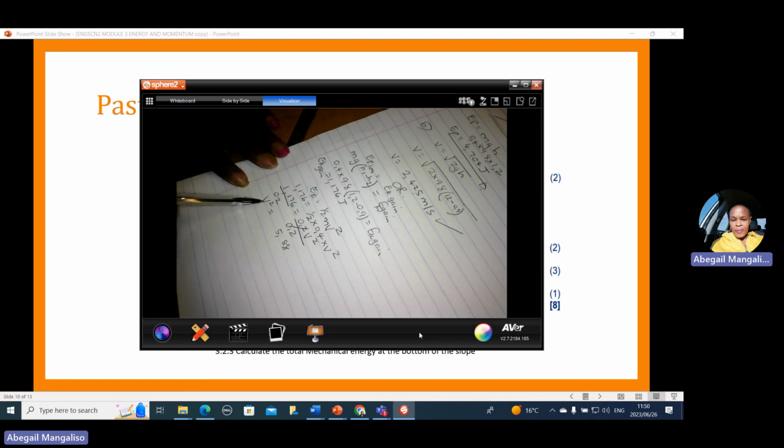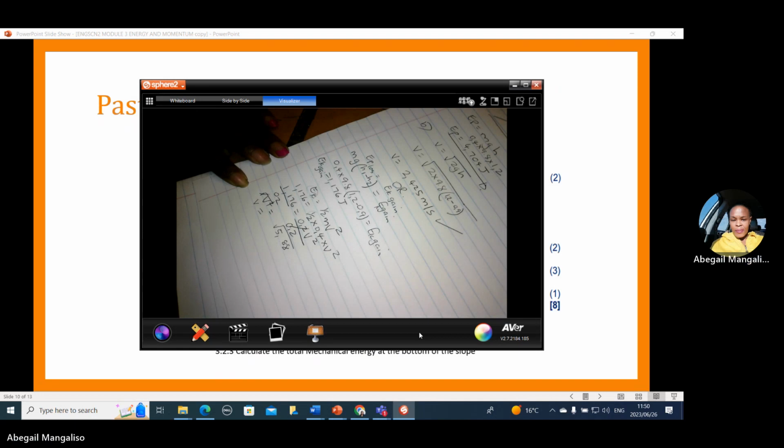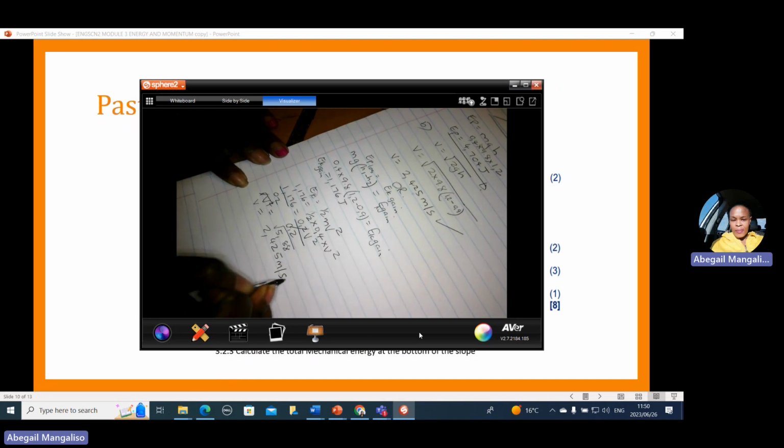Okay. Now remember, we are not looking for V squared, but we are looking for V. So we need to put the square root on both sides. So this one cancels out, then you have your V. What is the square root of 5.88? It is 2.425. You see, we got the same answer.